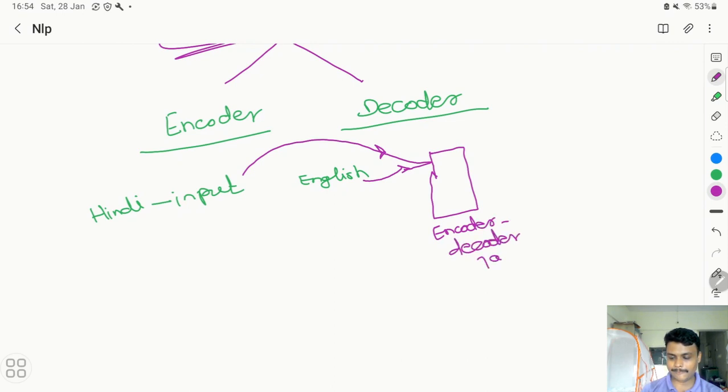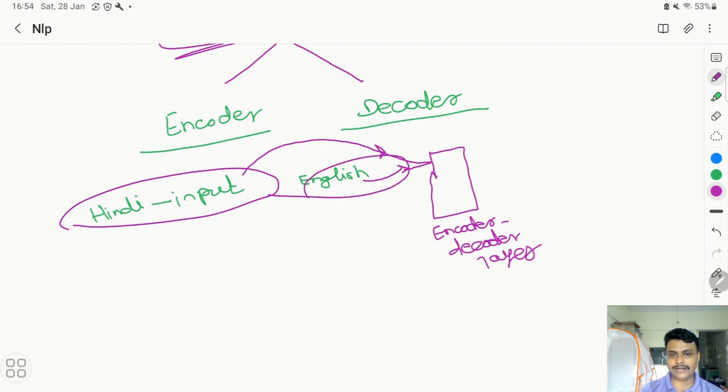Encoder decoder layer, and based on both the sentence meanings, the language meanings of Hindi and English, it is going to give the words in a sequential manner. Whatever the meaning of the Hindi words and whatever the meaning of the English words, in their respective grammar, the decoder is going to arrange all those words in a meaningful manner. So that's the magic happening here.